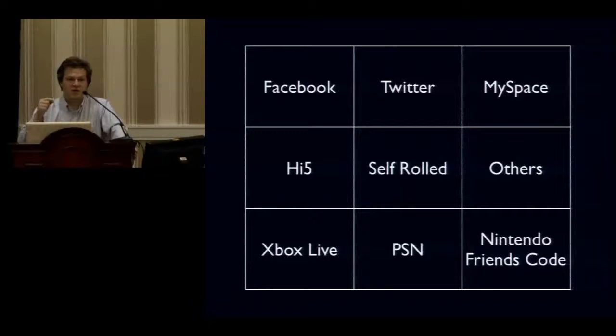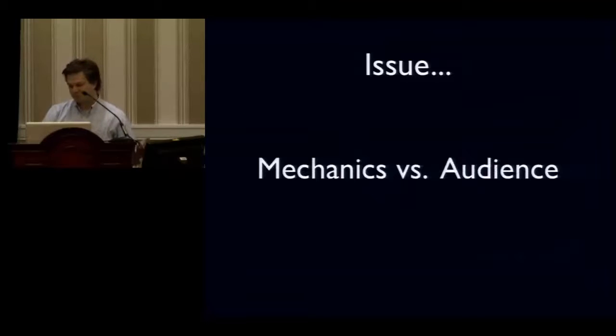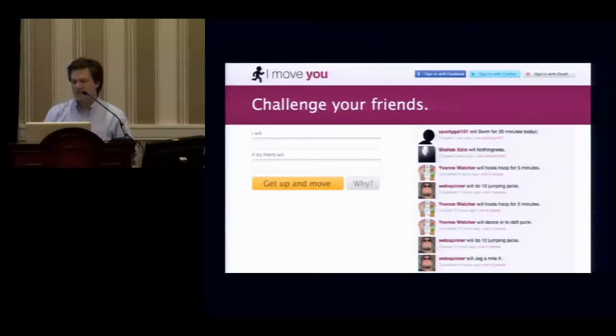So the issue of having a real named account in Facebook and then coupling that with exploration of a sensitive health topic, versus some of these other environments, may give you something quite different. Ultimately, though, there's an issue around mechanics and audience.